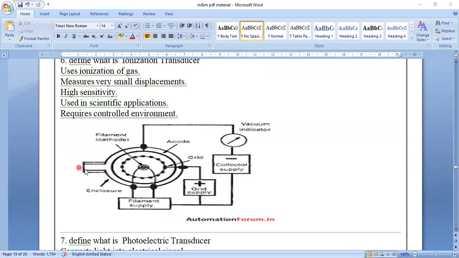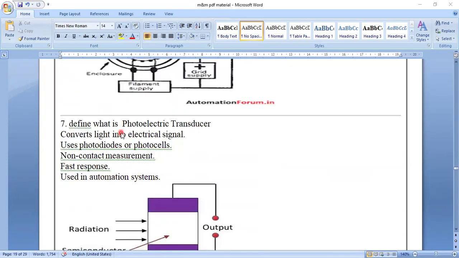This is the enclosure. In this, gas is flowing. Due to the gas flowing here, what happens? Between the negative and positive sides you have some differences that will be recorded and shown as a reading. So gas is sent from here, ionization gas. Very, very small displacements can be measured, used in scientific applications only.